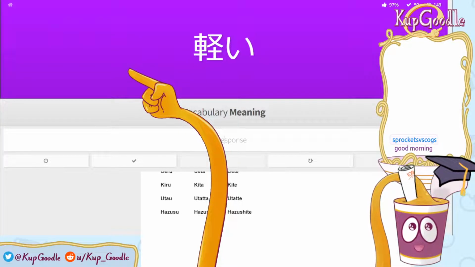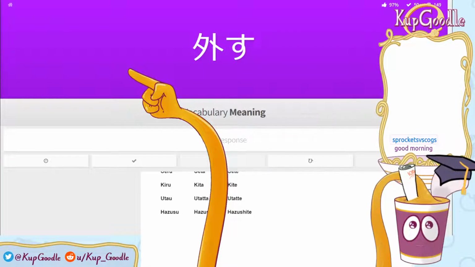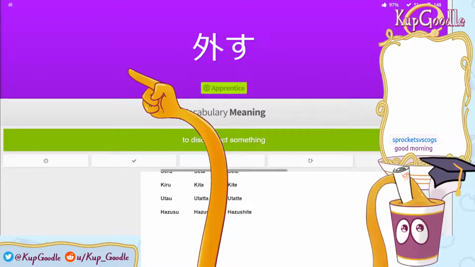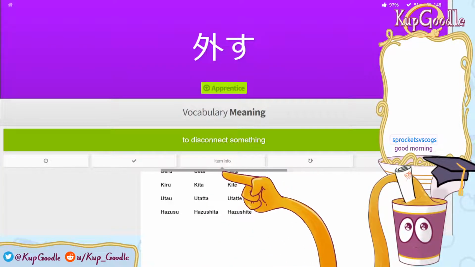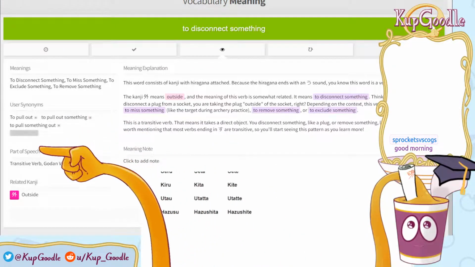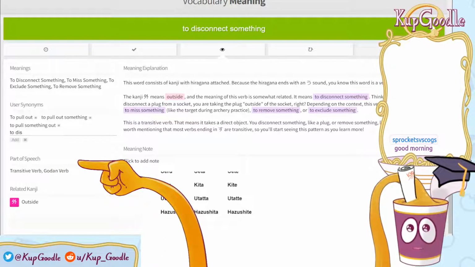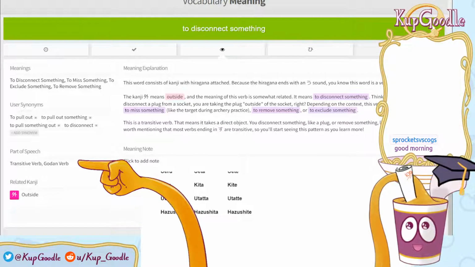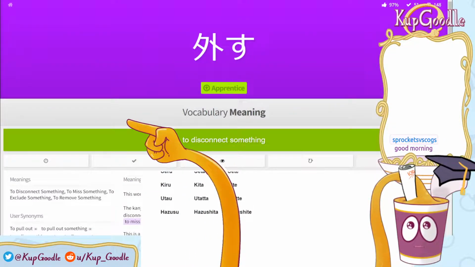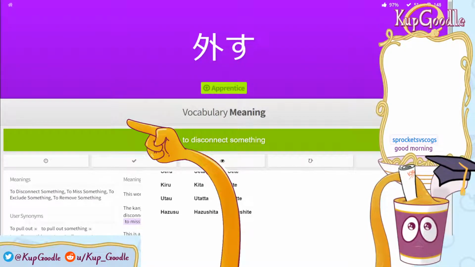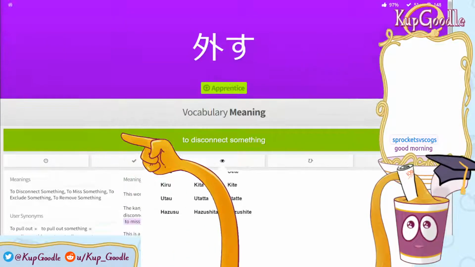Karui is lightweight. Hazusu. To disconnect something. Disconnect something with something, pull something out, to disconnect, just in case I forget the something. To remove, pull something out.